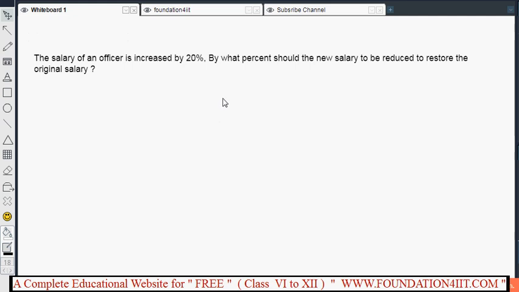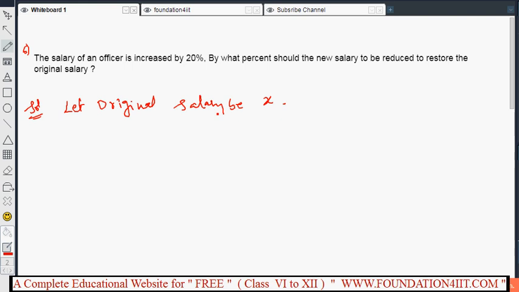So when the salary is increased by 20%, the amount increases. Now if you decrease the same 20%, you'll never get the original. But how much percentage you should decrease to get the same original salary is the problem. So let the original salary be x, rupees x.